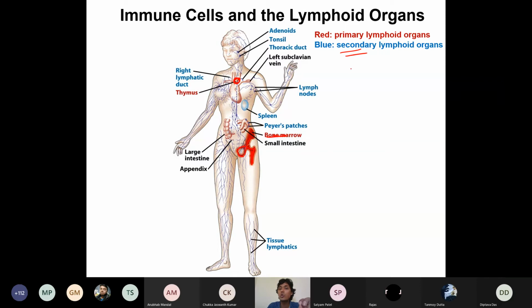That means they store those immune cells. White blood cell means those, eosinophil, basophil, neutrophil, those are actually T cell, B cell, those are white blood cell. Don't forget about this thing. Red blood cell means RBC, which carry oxygen.